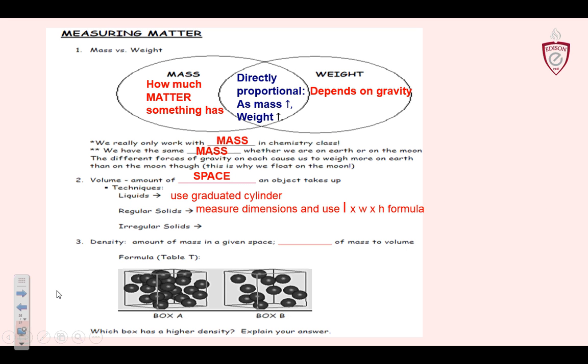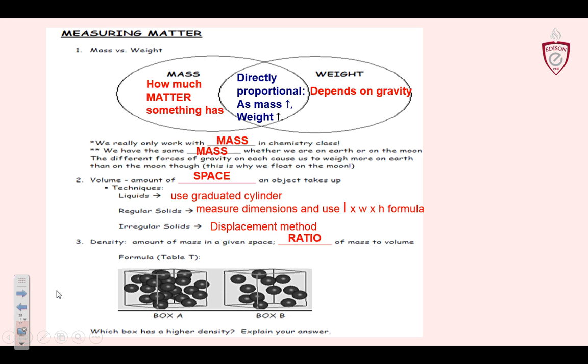For a regular solid, you want to measure the dimensions and use the length, width, height formula. In this case, you're going to be more accurate and more precise, going to 2 decimal places on your length, width, and height. So your calculation for volume will be to 2 decimal places. For irregular solids, we've got to be a little bit more tricky. We've got to use our crafty techniques. We've got to use the water displacement method, like we did with our marbles in our lab last week.